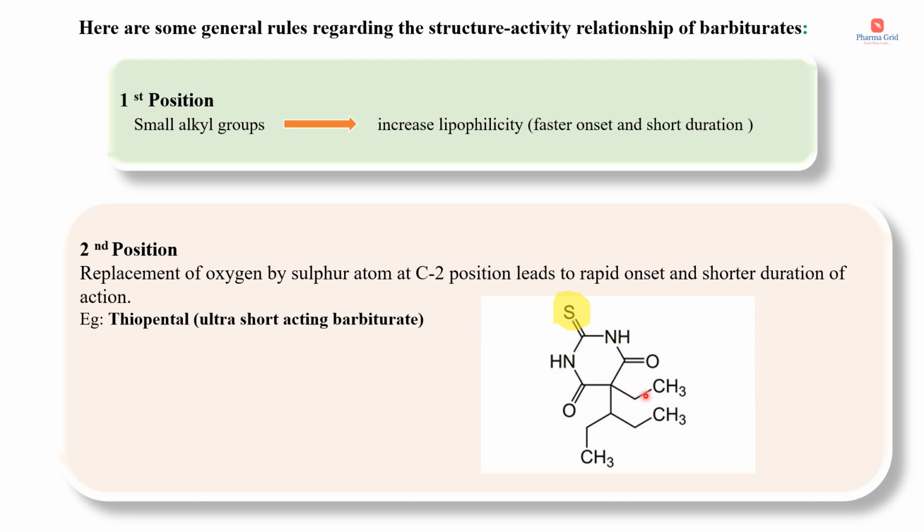This is the basic structure of barbiturate, and in thiopental the peculiarity is that the second position is substituted with a sulfur atom, and this substitution contributes to the rapid onset as well as shorter duration of action of this thiopental. So that is why it is classified as an ultra short acting barbiturate.